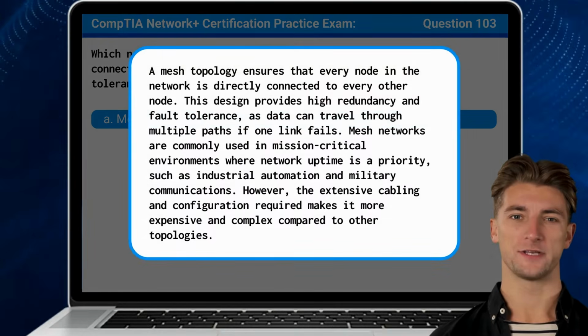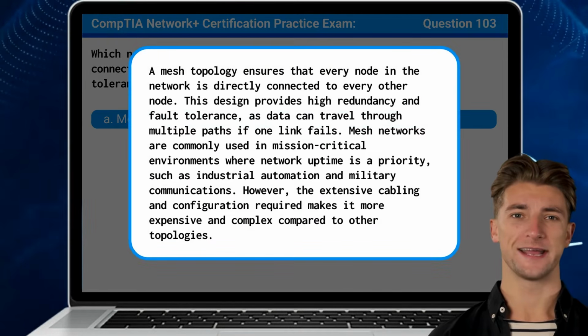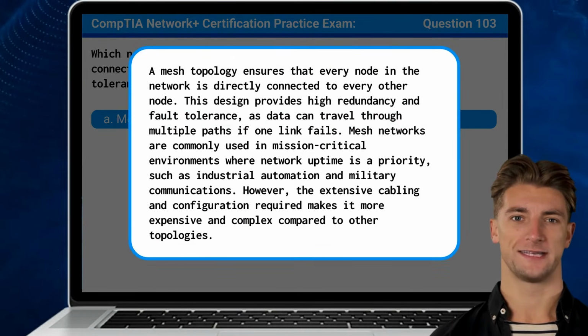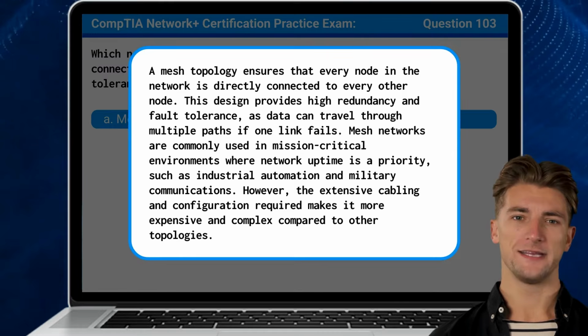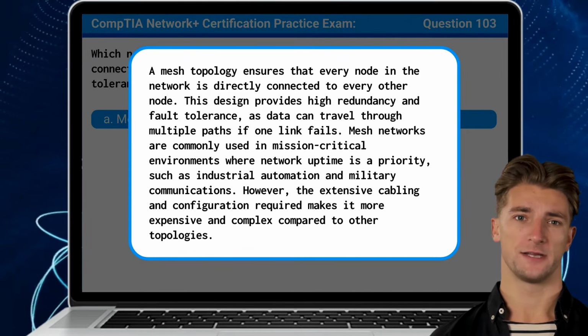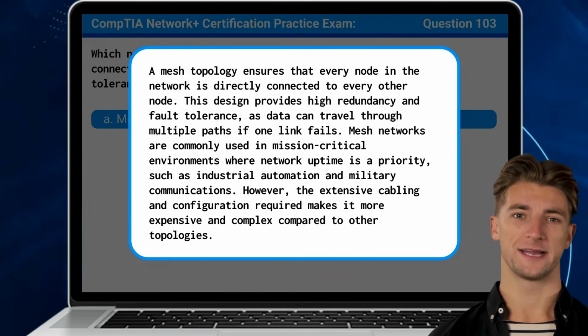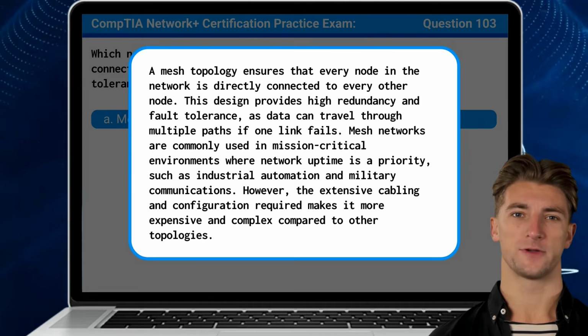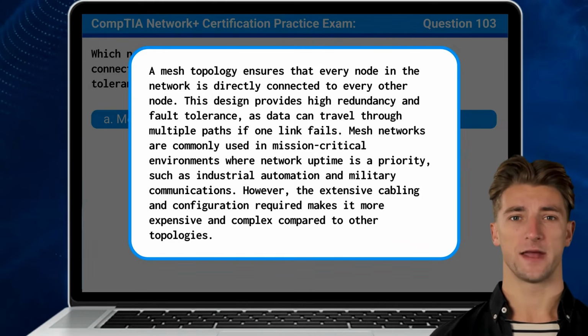A mesh topology ensures that every node in the network is directly connected to every other node. This design provides high redundancy and fault tolerance as data can travel through multiple paths if one link fails. Mesh networks are commonly used in mission-critical environments where network uptime is a priority, such as industrial automation and military communications. However, the extensive cabling and configuration required makes it more expensive and complex compared to other topologies.